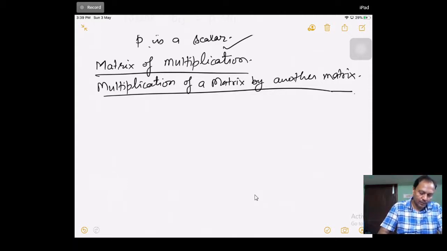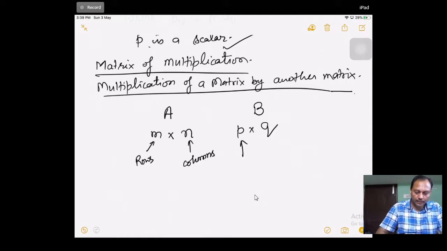So if there are two matrices A and B, the order of matrix A is M by N and the order of matrix B is P by Q, means in matrix A there are M rows and N columns. In matrix B there are P rows and Q columns.